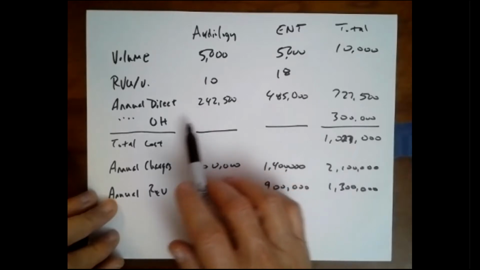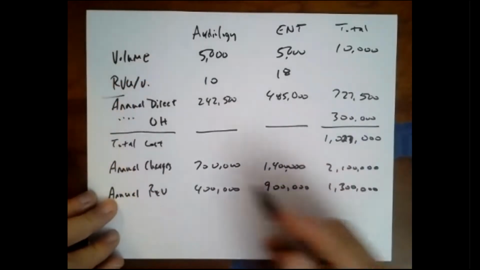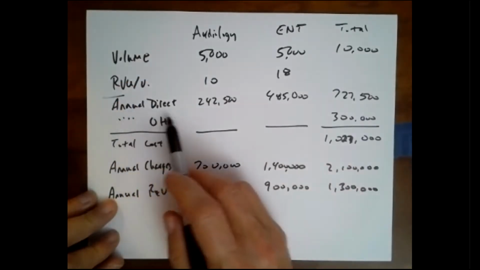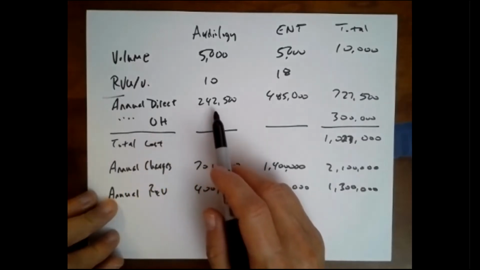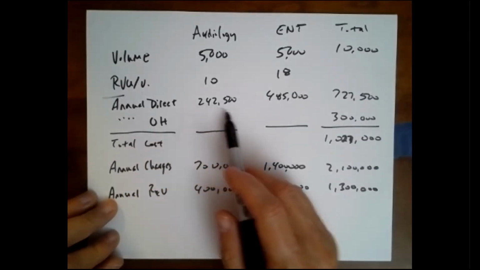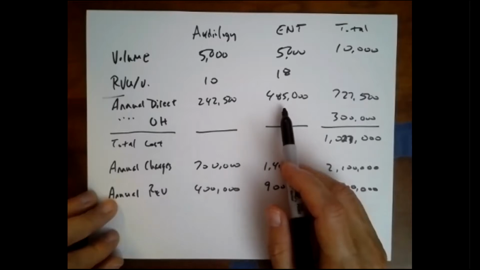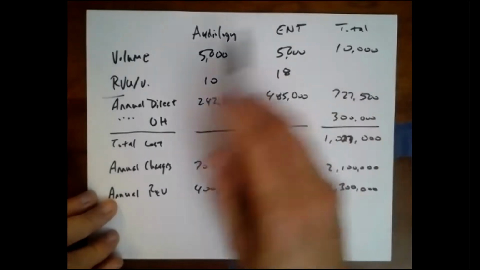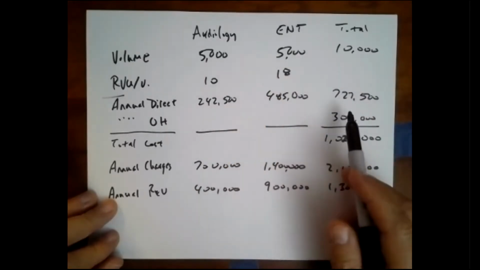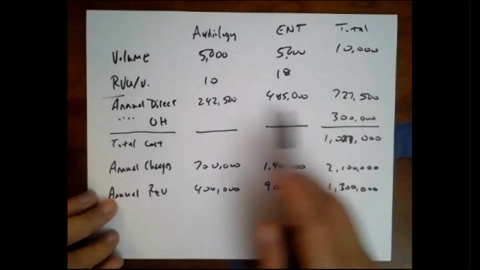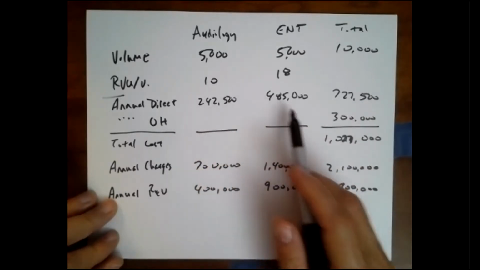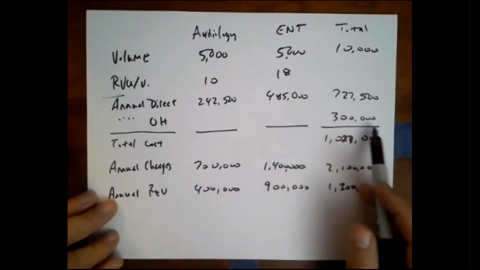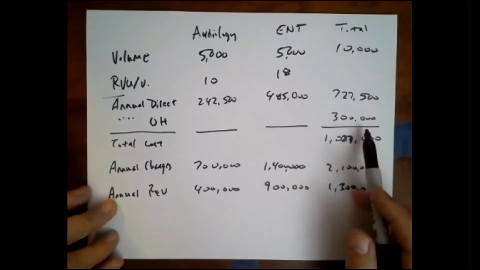And then we have their production levels, and then we have their annual direct costs and their annual overhead. So the direct cost to the audiology clinic is $242. For ENT, it's $485. And for the total combined audiology and ENT, it's $727 for direct, which we get by adding the $242 and the $485. There's also a $300,000 overhead charge.